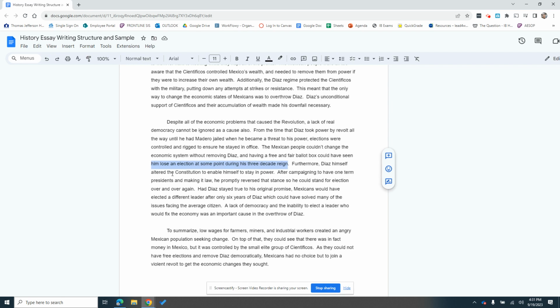"Furthermore, Diaz himself altered the Constitution to enable himself to stay in power. After campaigning to have one-term presidents and making it law, he promptly reversed that stance so he could stand for election over and over." So in this case, I've broken this down into two sentences, but again, evidence: he alters the Constitution, changing the law back so he can run as many times as he wanted to. Followed up with explanation. "Had Diaz stayed true to his original promise, Mexicans would have elected a different leader after only 6 years of Diaz, which could have solved many of the issues facing the average citizen."